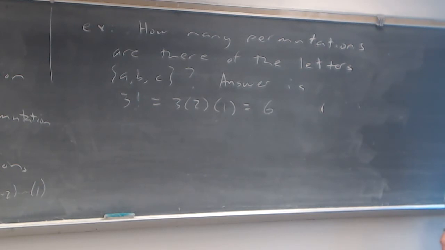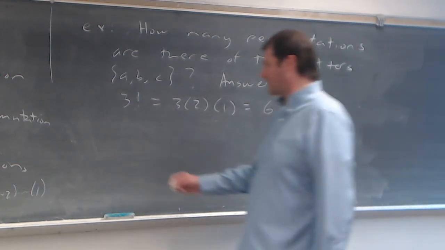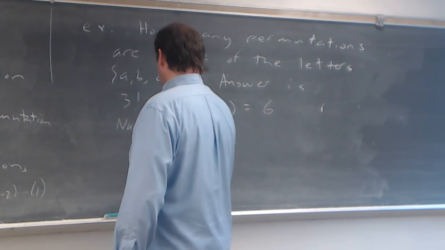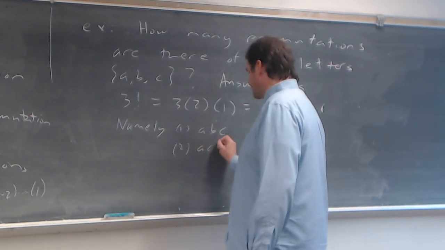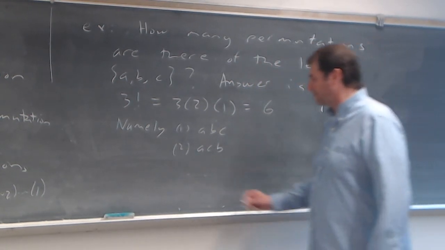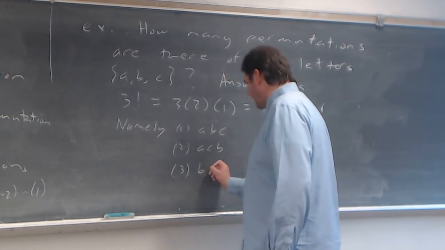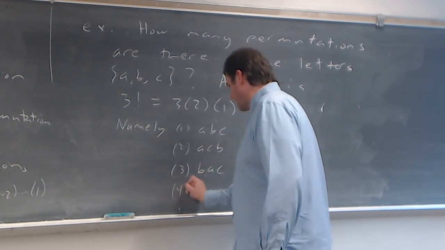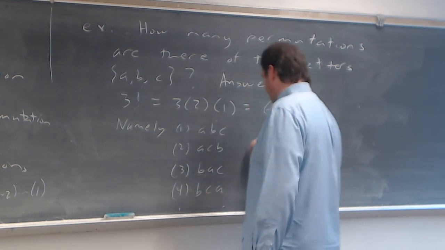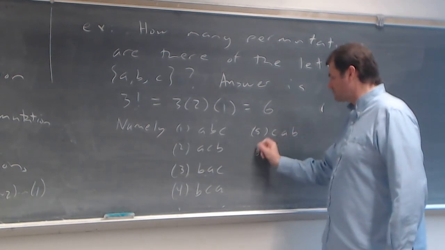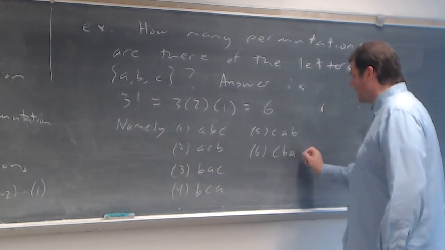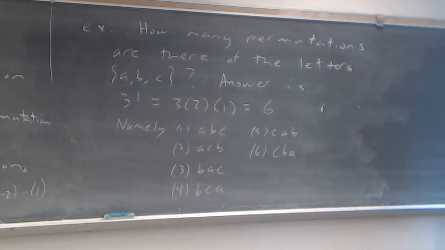Well, 6 is not that big of a number, so we ought to be able to list all 6 of those. Let me do that. So namely, there is A, B, C, then there's A, C, B. That's the ones that start off with A. And then the ones that start off with B are B, A, C. Fourthly, we have B, C, A. And then we have the permutations that start with C. So C, A, B, and then C, B, A. One of the nice things about knowing how many there should be is that when you are trying to list them, if you've listed that many with no repetitions, you know you have them all.